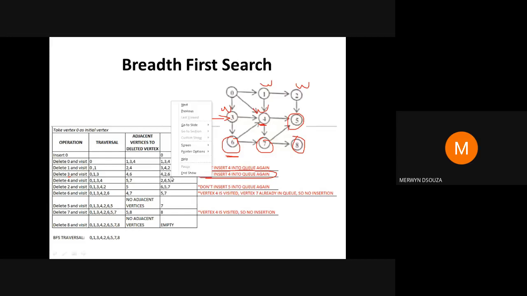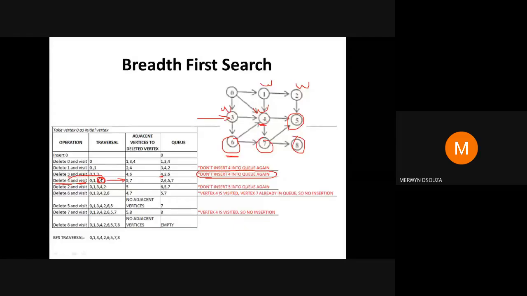So you have to continue like this. Next step, you will delete again the first element, that is 4. So once you delete that element, visit it. Visit 4 means you will put 4 in the output in the traversal column, and next step is to find the adjacent vertices next to 4. Which are the adjacent vertices next to 4? Adjacent vertices next to 4 are 5 and 7. Arrows reachable from 4 are 5 and 7.